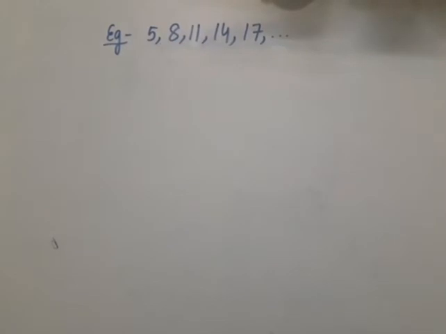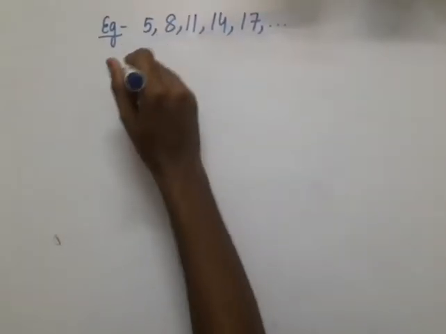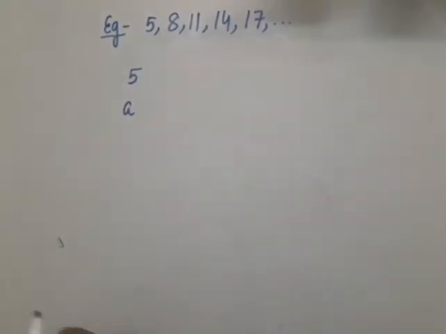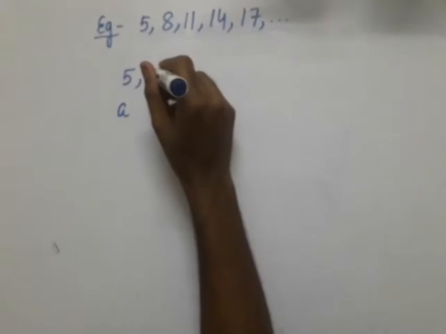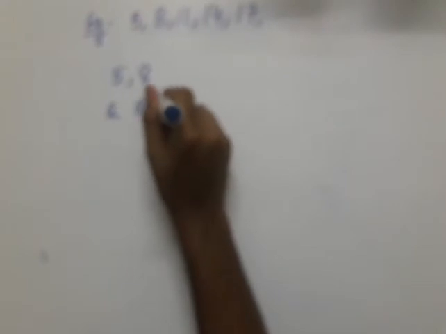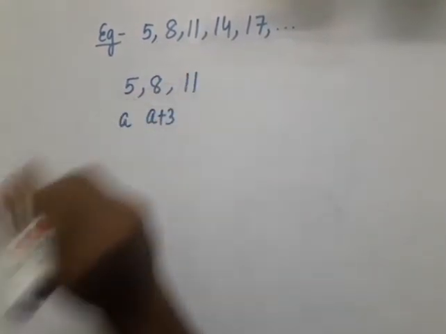Now from this sequence, we will find out a general term, a general way of writing a sequence. 5 is the first term. Let's denote 5 by A. Now we are adding 3 to 5, it's 8. Let's denote it by A plus 3. Now we are writing 11 by adding 3 to 8.